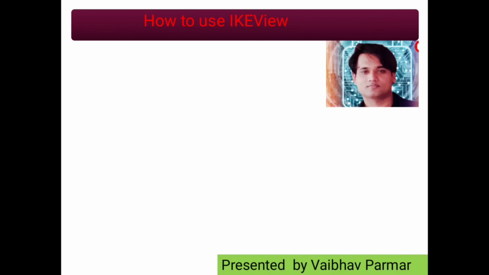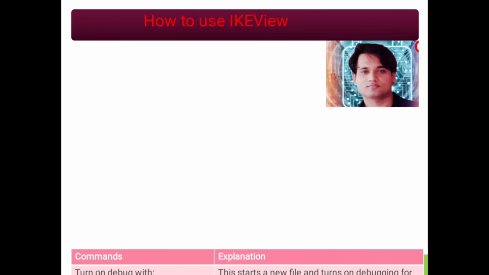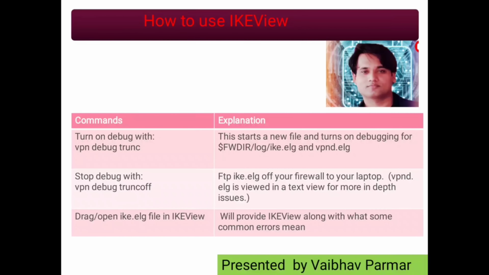This is how you can use the IKEVIEW tool to see the packet flow, like phase 1 and phase 2. Now let's see how you can generate an IKE ELG file for the IKEVIEW tool. On the left side you are seeing the commands and the explanation for them.